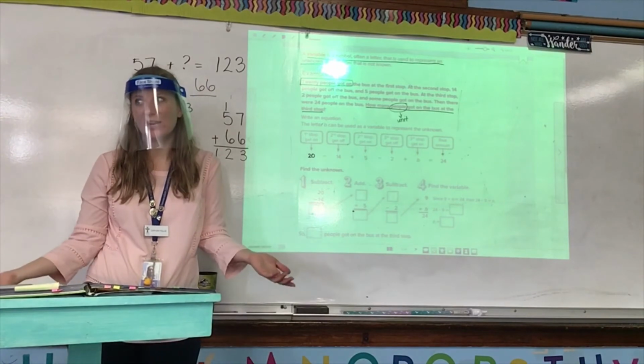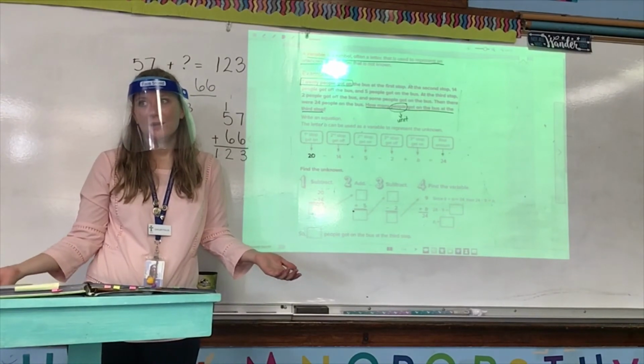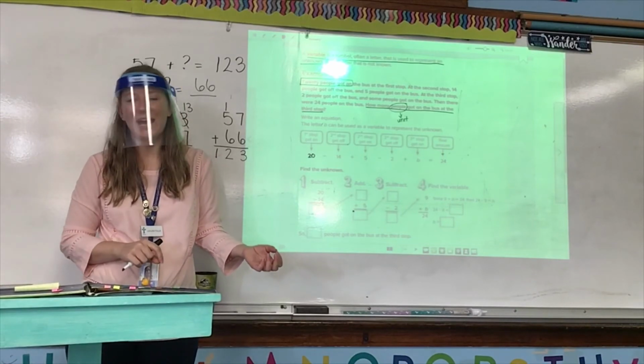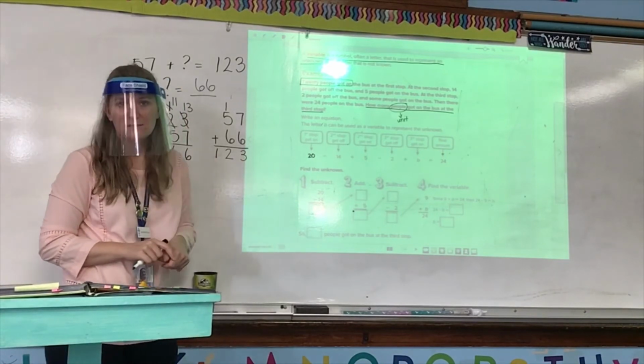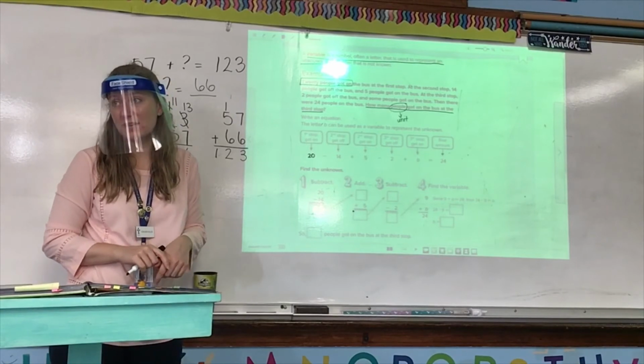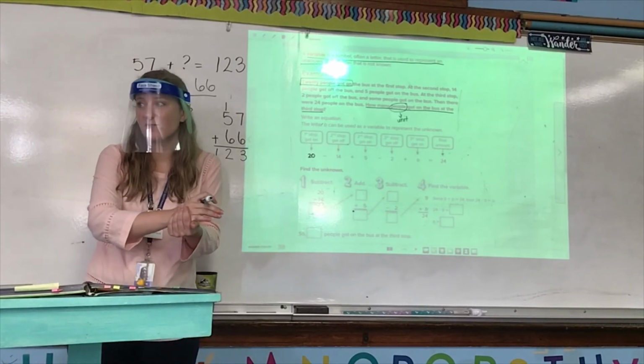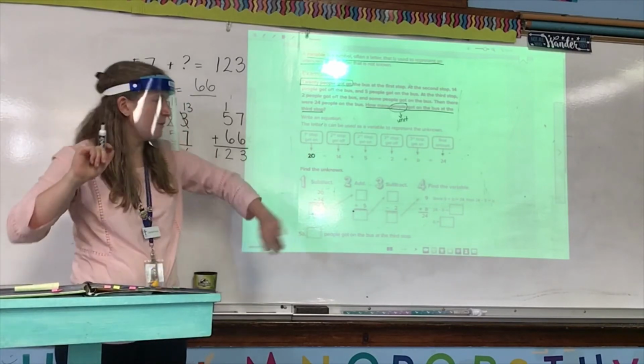Because of which property? Victoria? Nope. Kingston? Identity. 0 plus any number equals that number. So we don't have to put 0 plus 20 because we already know if they started with 0 before they got to the first stop and added 20, it's going to be 20.